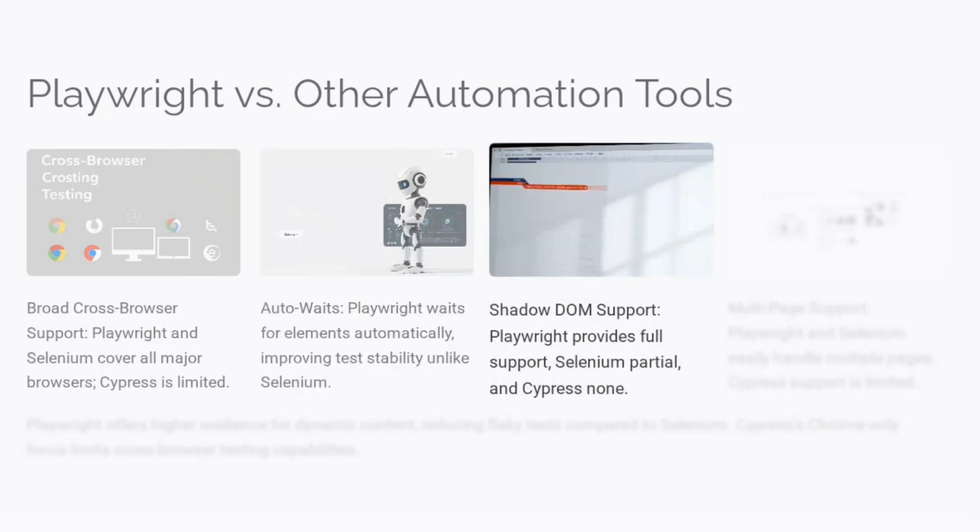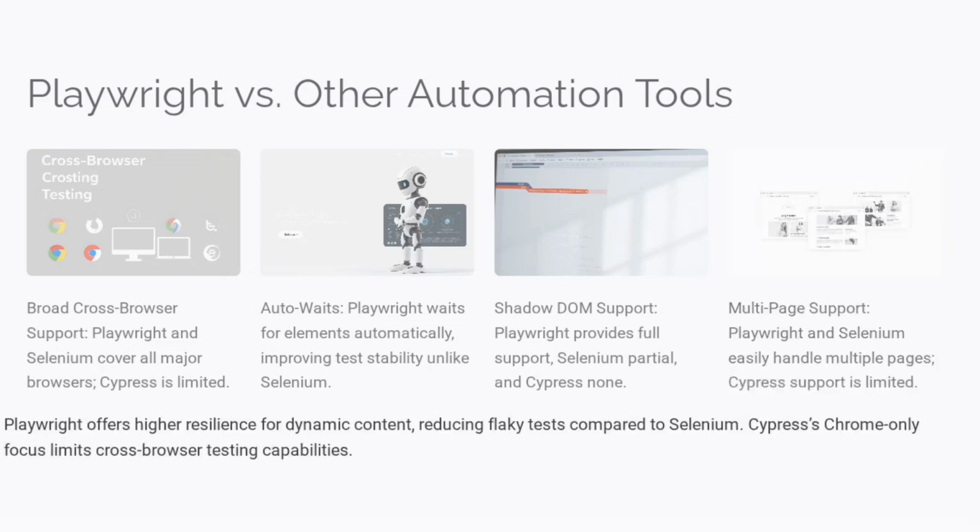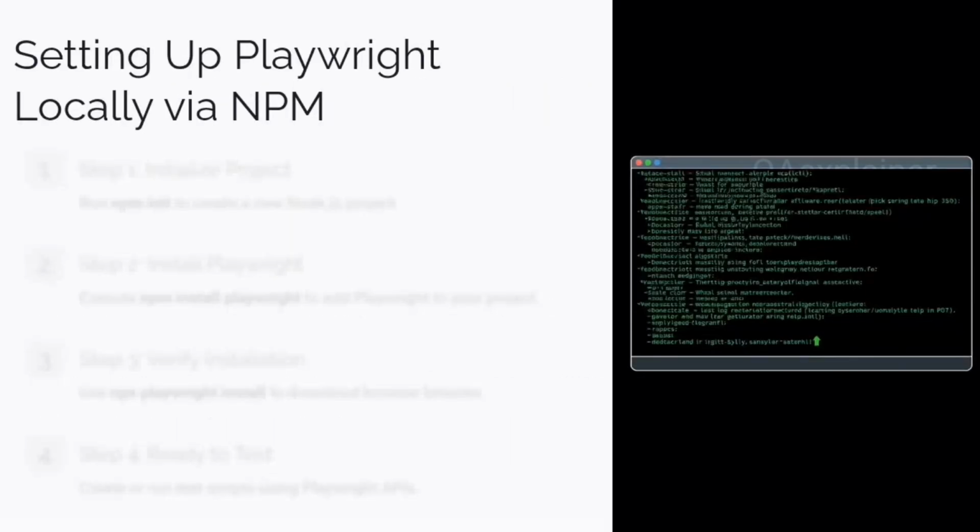Another is headless support. Playwright provides full support compared to Selenium and Cypress. In Selenium and Cypress you need to handle that, but in Playwright you don't need to. And another is multi-page support: Playwright and Selenium easily handle multiple pages, but Cypress can't. So that's why Playwright offers better features that reduce flaky test cases compared to Selenium and Cypress, because Cypress has a more Chrome oriented focus.